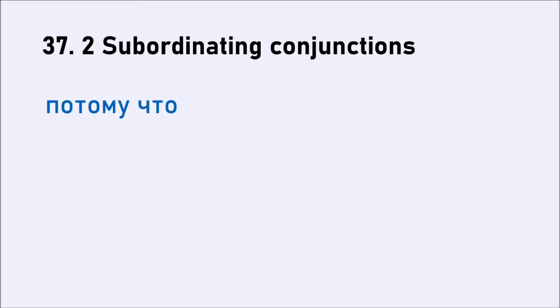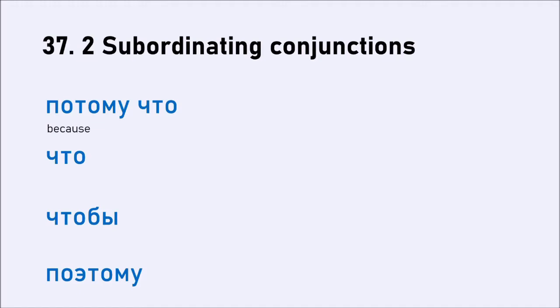Потому что, чтобы, and поэтому. First of all, потому что means because. This is the simplest way to give a reason in Russian. There are other words that mean because, but for now this is probably the best one to use. And it means because pretty much.